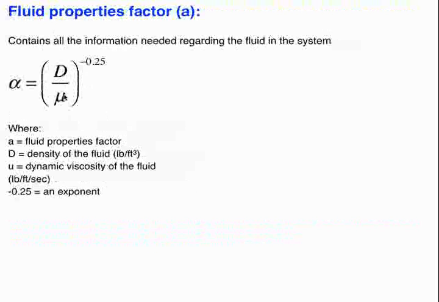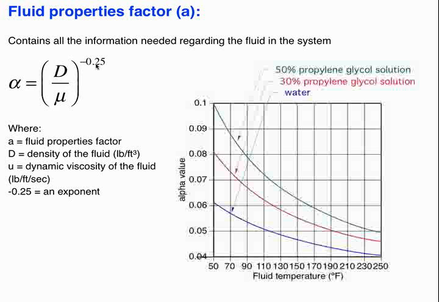If you know the density and the viscosity of the fluid, you can plug them into this, and you can raise it to the negative 0.25 power, and you can calculate it. But here's an easier way to do it. I've given you three curves here. Water, 30%, propylene glycol, 50%. These are common antifreeze percentages in hydronic systems. You just use the right curve. So for water, for example, at 120 degrees, the value for alpha, you can see, is just about 0.05.